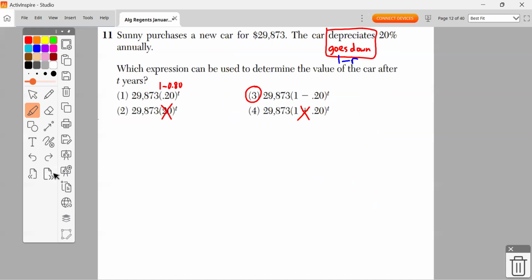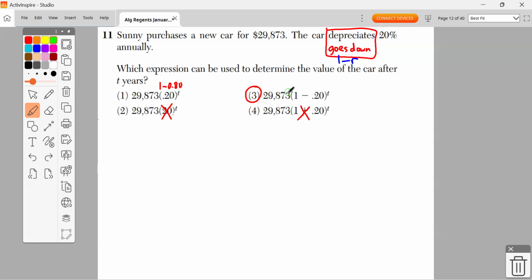In question number 11, Sunny purchases a new car. The car depreciates. Depreciate means the price goes down. So we want 1 minus the rate in our calculations. So immediately choices 2 and 4 are gone because inside the parentheses there where we work with the rate, we want 1 minus the rate, and both of those numbers get bigger.